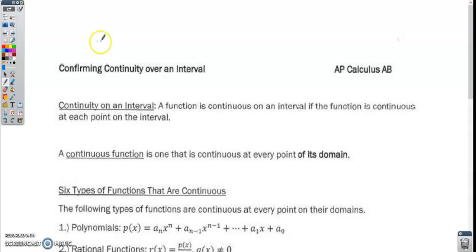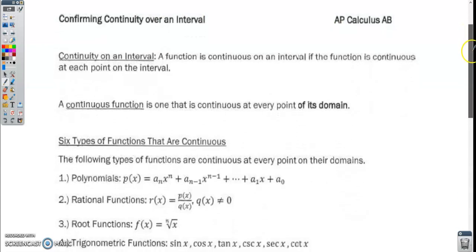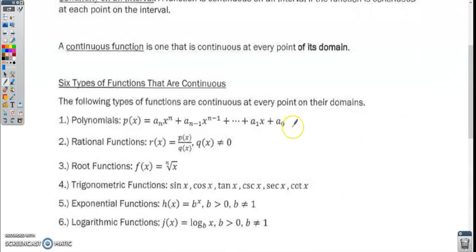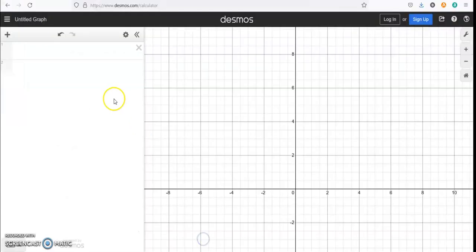So next what we're going to do is look at 6 types of functions that are always continuous because they are continuous at every point in their domain. The first type, polynomials, that one shouldn't come as any kind of surprise.